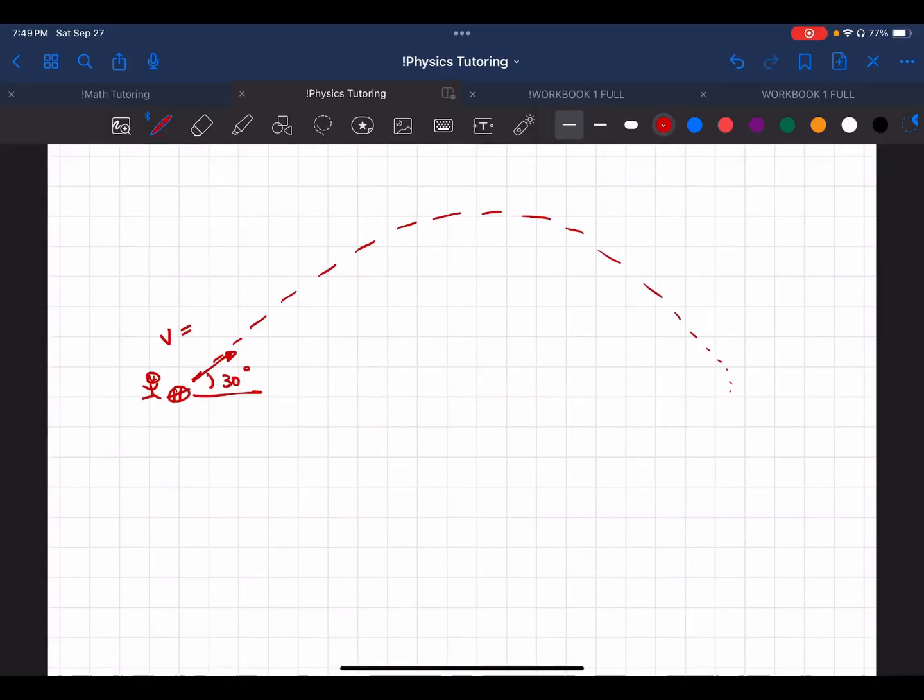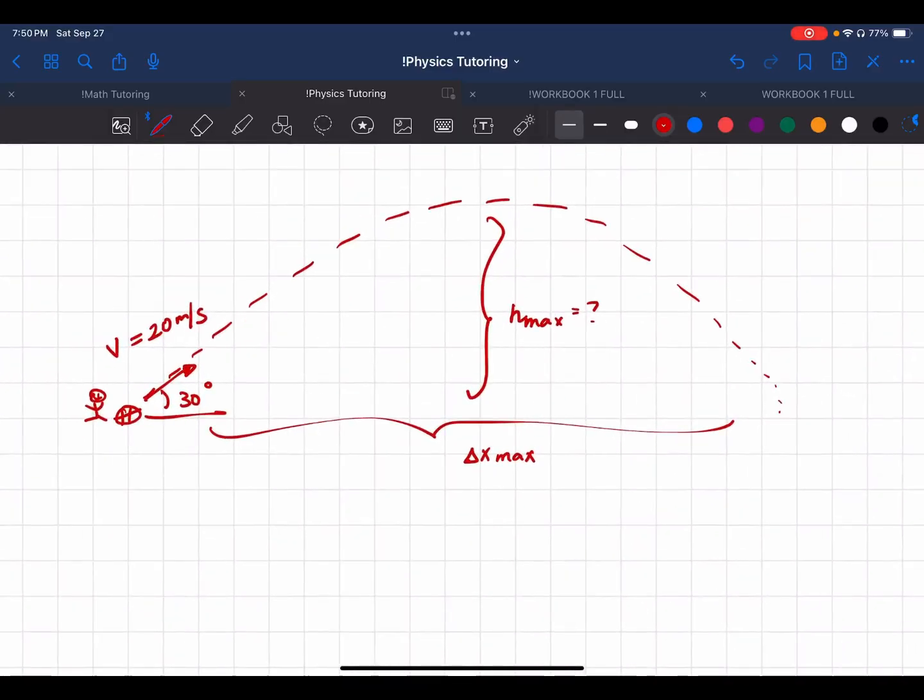I'm gonna use a number, maybe 20 meters per second, which is pretty fast, by the way. So then I'm gonna ask you, hey, how high did it go? And then also how far did it go? What's my x max? Not for Christmas, but displacement maximum, right?